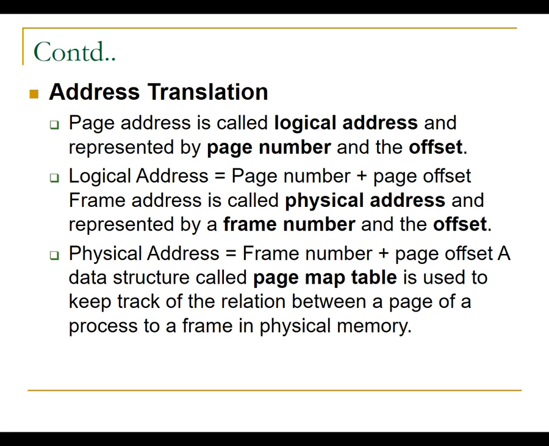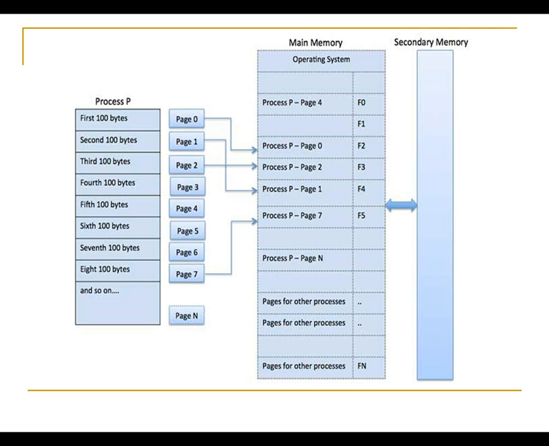Address translation means, first, it is related with the page address, which is called the logical address, and it is represented by a page number and its offset, where address translation contains the physical address as well as the logical address, where logical address is counted by applying one equation, where the equation says that logical address is equal to page number plus page offset. So here I would like to justify the page number and the page offset.